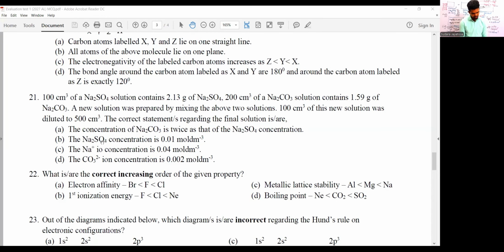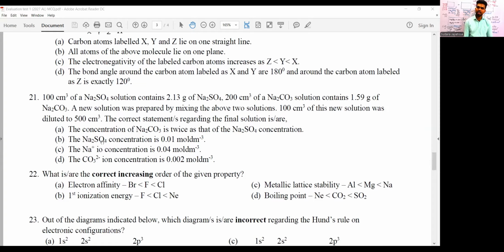Statement A, concentration of sodium carbonate is twice that of the concentration of sodium sulfate. No, it's not going to be correct. You can see now the concentrations are equal. Now, for you to understand that this statement is wrong, you don't need to do the whole simplification like I did. Because once you find out the moles of sodium sulfate and carbonate, you can see they have equal number of moles.